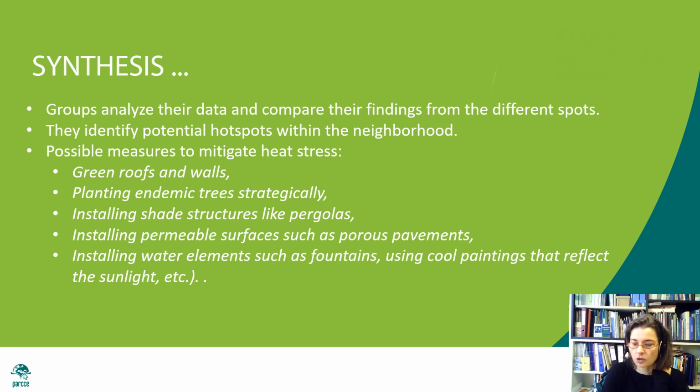We don't expect that this knowledge comes from the students, so maybe we give them some ideas. We talk about the green roofs and the green walls, the planting of endemic trees. That needs to happen with a plan, however, so we might need the help of a garden architect there. The option of installing shade structures like pergolas, installing permeable surfaces such as porous pavements, installing water elements such as fountains, and so on. Also using cool paintings and so on.